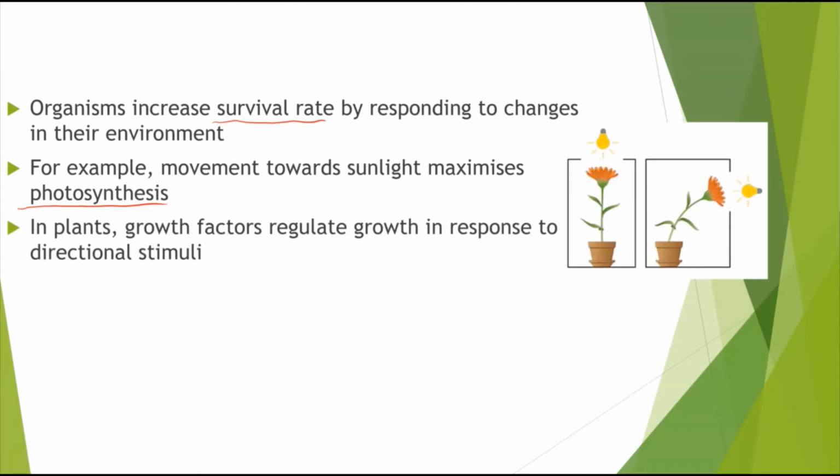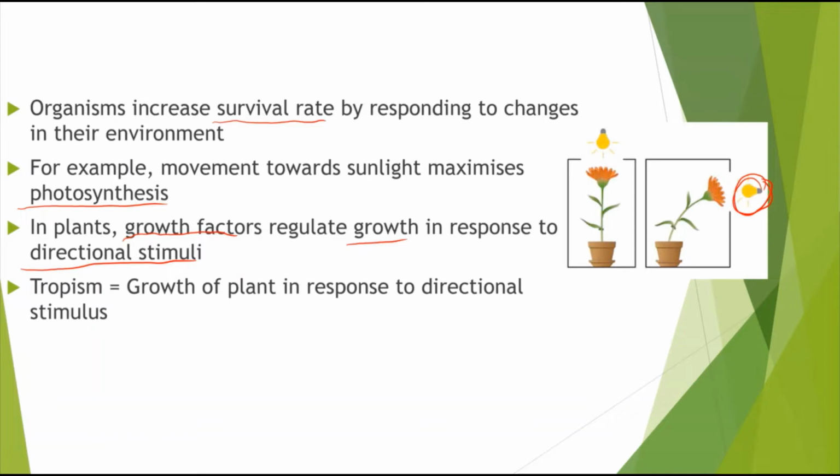So in plants, what we have is growth factors. These growth factors regulate the growth of the plant in response to a directional stimulus. By directional stimulus, we just mean that the stimulus is coming from a certain direction. For example, in this, it's coming from the right hand side. And you might remember the growth factor auxin from GCSE. At A level we just look at IAA, which is just a type of auxin, so it's just a growth factor. So how do we define tropism?